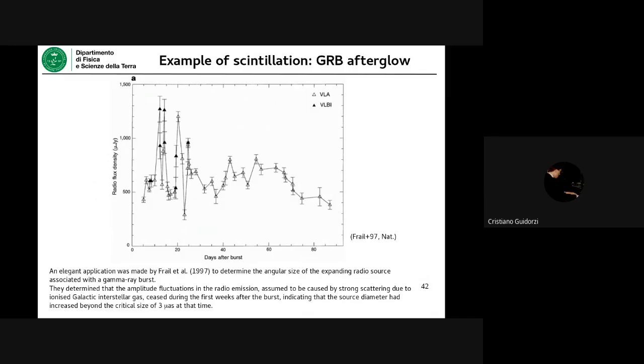So what is this plot about? Well, this is just radio flux density, in this case in units of microjansky, in the radio band, as a function of time. Time is measured in days. Days after what? After the burst. Well, there was a gamma ray burst.